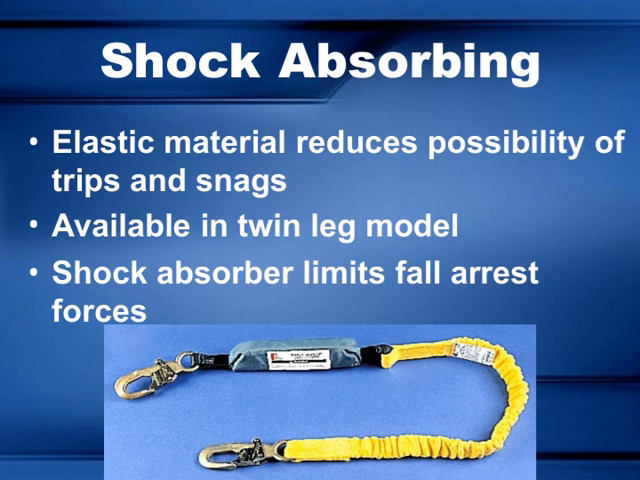Another key feature is the shock absorber, which limits the fall arrest forces. This means that in the event of a fall, the shock absorber will absorb some of the energy, reducing the impact on the worker's body and preventing serious injury. Overall, these features, elastic materials, twin leg models, and shock absorbers, work together to improve safety, comfort, and fall protection, aligning with our goal of providing reliable fall arrest systems.